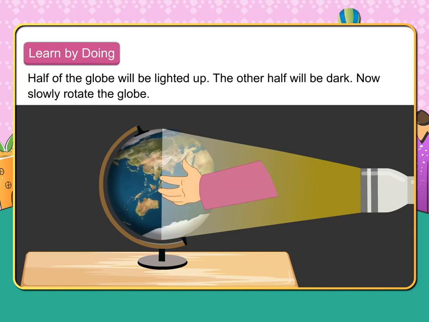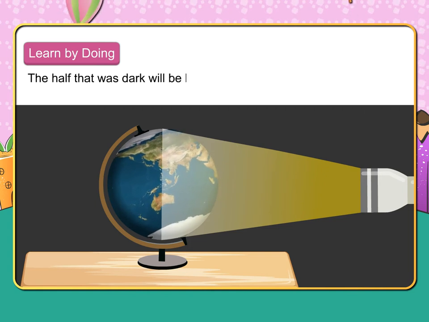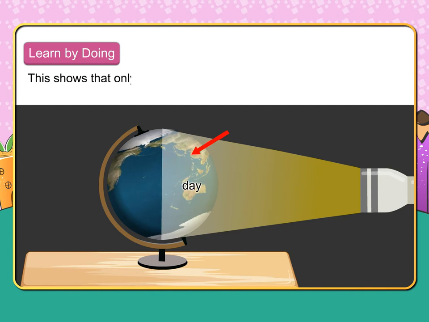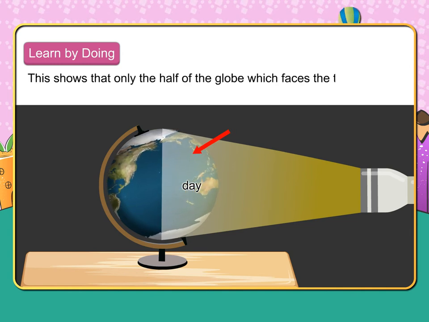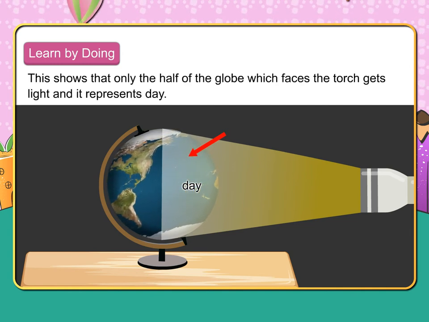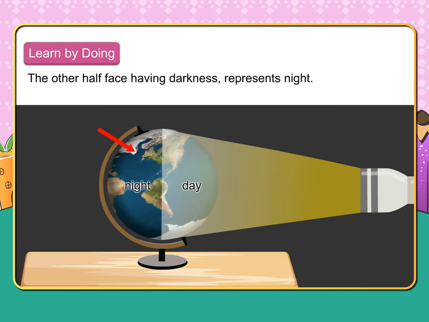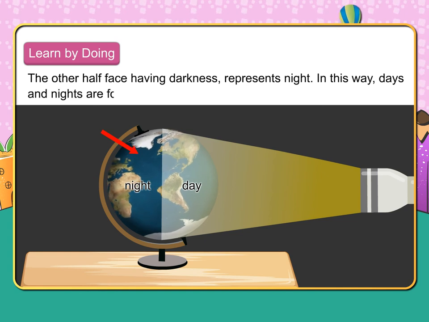Now slowly rotate the globe. The half that was dark will be lighted and the half that was lighted will be dark. This shows that only the half of the globe which faces the torch gets light and it represents day. The other half face having darkness, represents night. In this way, days and nights are formed.